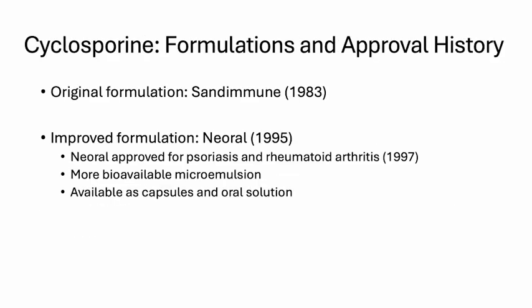Cyclosporine has undergone several formulation improvements since its discovery. The original formulation, Sandimmune, was approved for prophylaxis of organ rejection in the United States in 1983. In 1995, Neoral, a more bioavailable and consistently absorbed microemulsion formulation, was approved. Neoral received approval for the treatment of rheumatoid arthritis and psoriasis in 1997.